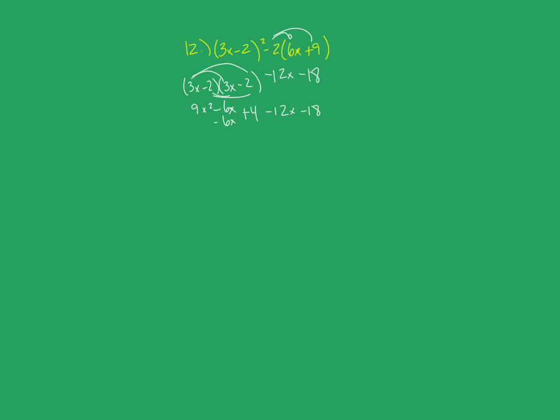Now we're going to put together all of our like terms. There's only one x squared term, so I write it. I have minus 6x minus another 6x, minus 12x, it's minus 24x. 4 minus 18 is minus 14. So that's it for 12.